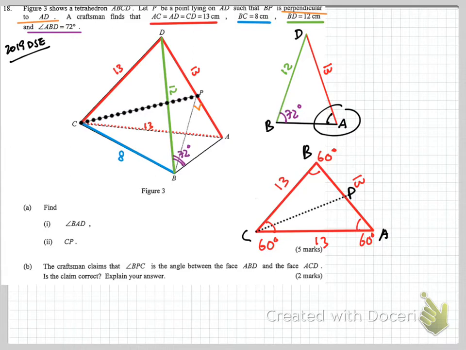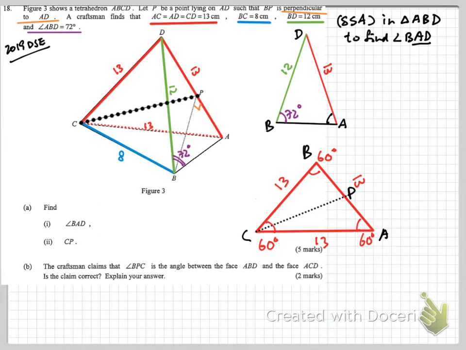If you look at the focus triangle ABD, we have three pieces of information. Unfortunately, they are in the SSA configuration, so we have to use the sine formula in triangle ABD to find angle A. Angle BAD, this one.